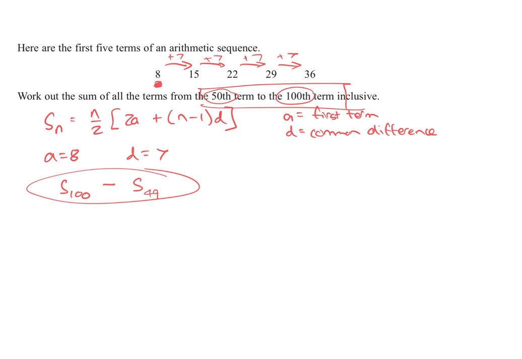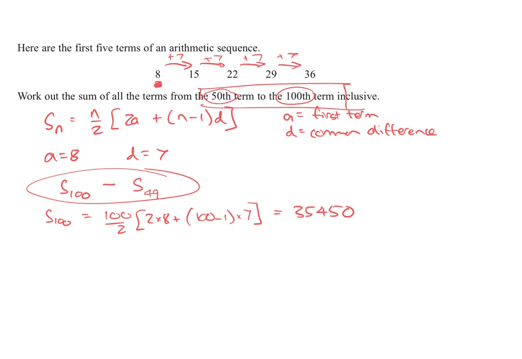So S to 100 first of all, the sum of all the numbers from the first term up to the 100th term is going to be, put these numbers into my formula. n is 100, so it's 100 over 2. a is 8, so it's 2 times 8 plus 100 minus 1 multiplied by the common difference, which is 7. Like that. So what I'm going to do now is I'll work that through. If I put that into a calculator, work it through, I should get 35,450. That's the sum of all 100 terms.